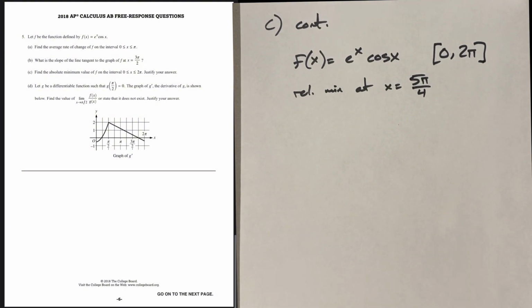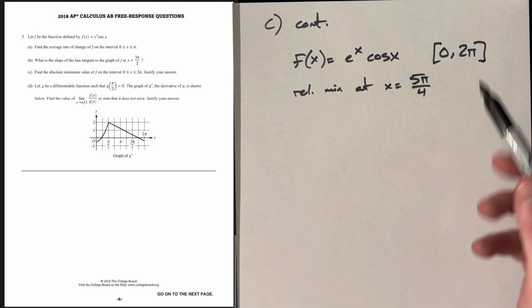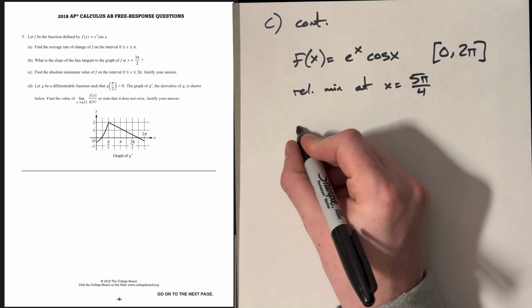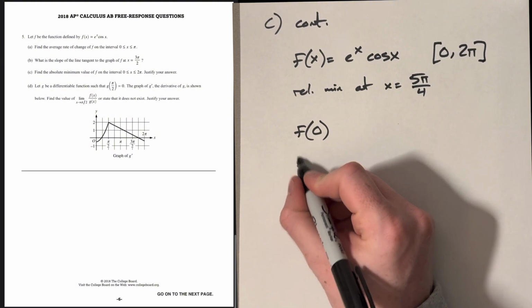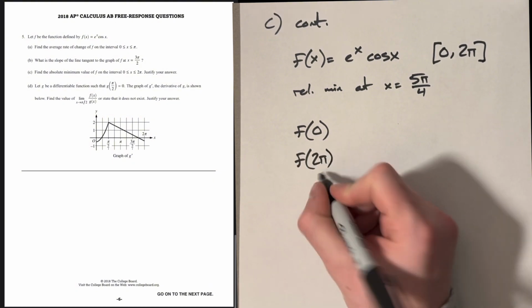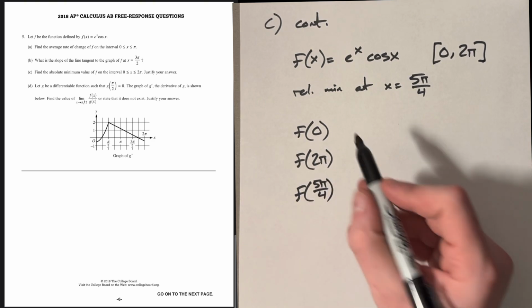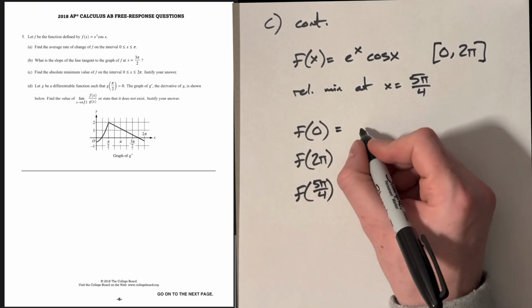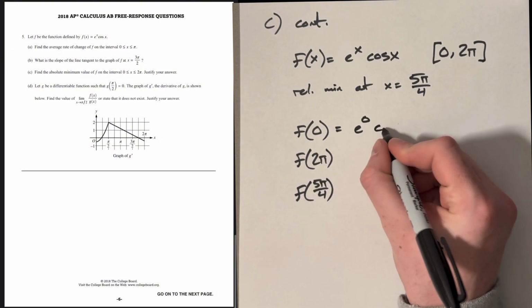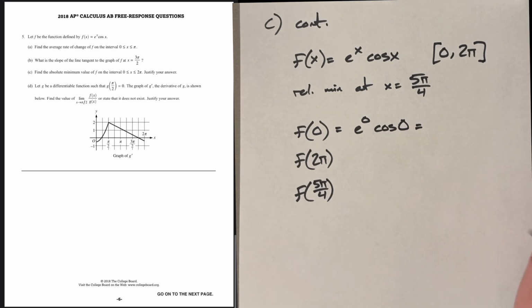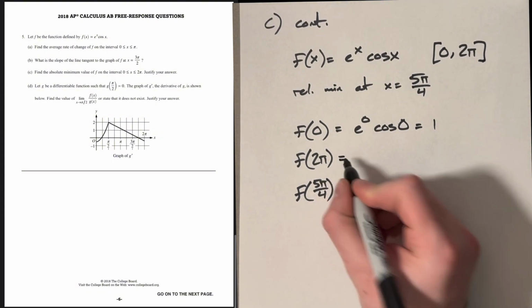So now we're just going to compare the f value of all three of these values, the endpoints and 5 pi over 4. So I'll need to solve for f of 0, f of 2 pi, and f of 5 pi over 4. F of 0, if I were to plug it in, is e to the 0th power times the cosine of 0. E to the 0th power is 1. Cosine of 0 is 1. So f of 0 is just 1. So really easy to compare to other values.